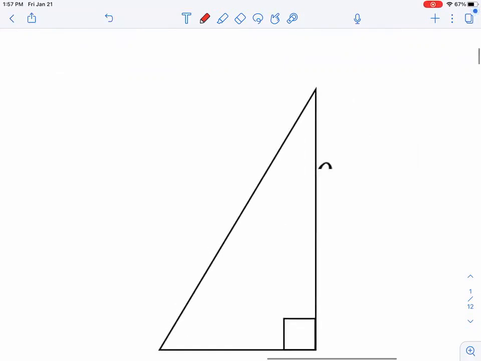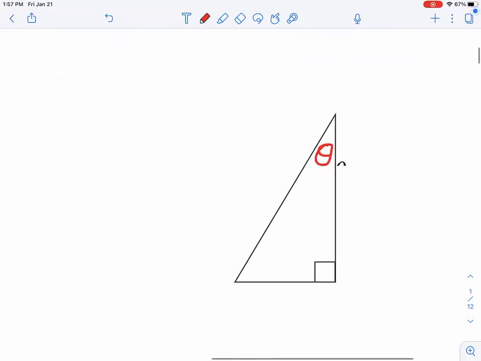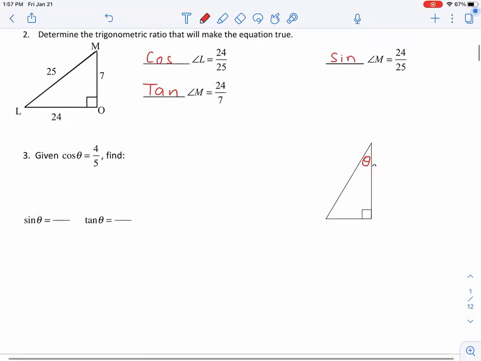Now my picture didn't work out very well. So that angle up there at the top of the triangle, if you could draw in there, is our angle theta. The cosine is the adjacent over hypotenuse. So I want to label on my triangle, the adjacent is 4, and the hypotenuse is 5. I use this information to label the triangle. The cosine of angle theta is adjacent over hypotenuse, or 4 over 5.